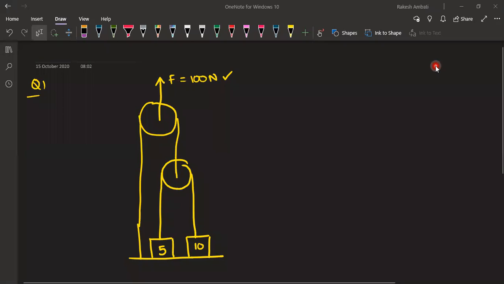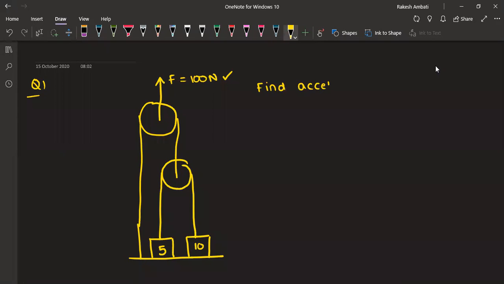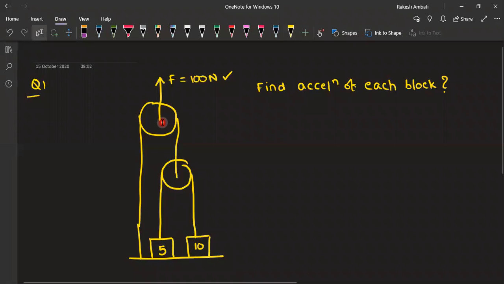Write down the question. Find acceleration of each block. Okay, listen, in this case, these are ideal pulleys. Ideal pulley means massless pulley. In the case of a massless pulley, the forces will be balanced.